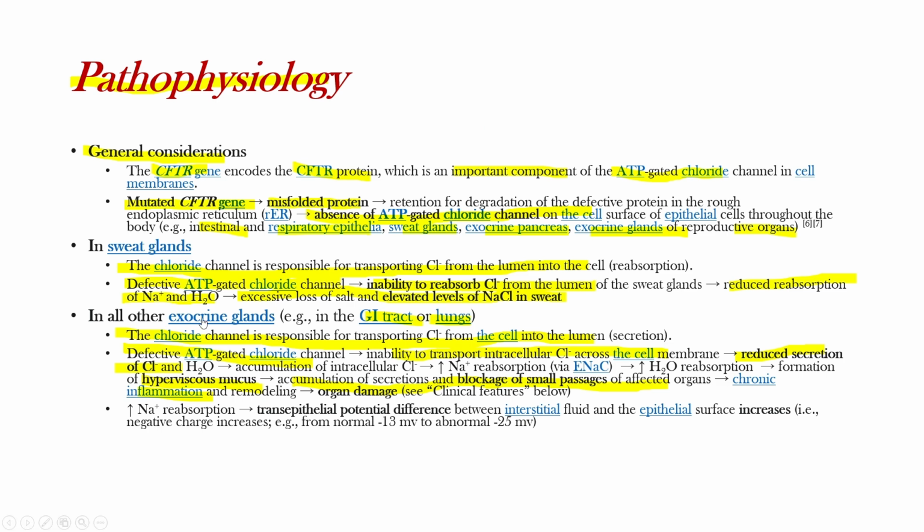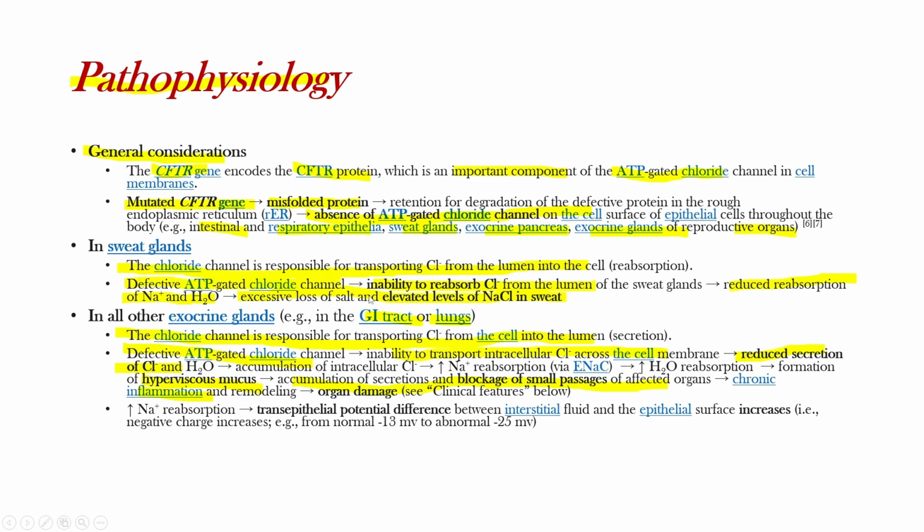Pathophysiology. So, general considerations. We mentioned that the CFTR gene encodes for the CFTR protein, which is important in the chloride channels. So, a mutated gene will give us a misfolded protein and eventually absence of the chloride channel. This will cause problems in the respiratory epithelia, sweat glands, pancreas, liver, and reproductive system also.